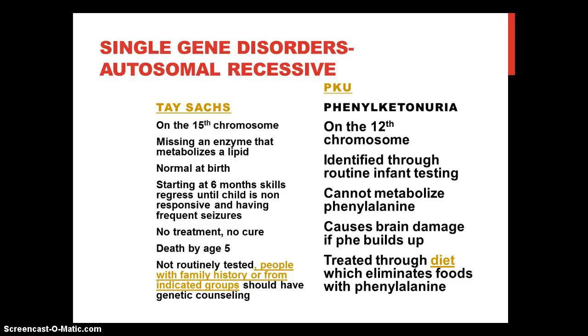Then we've got PKU. It's on the 12th chromosome, and it is identified through routine infant testing. Every child in America is tested for PKU shortly after birth. And what happens is that the child cannot metabolize Phe, and if the Phe builds up, then they have brain damage. And it's treated through diet.